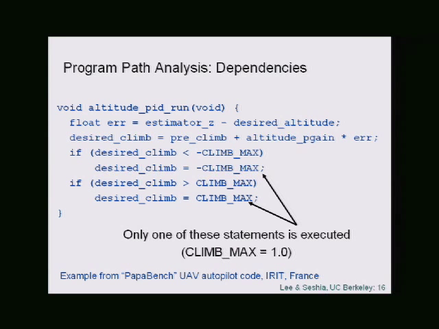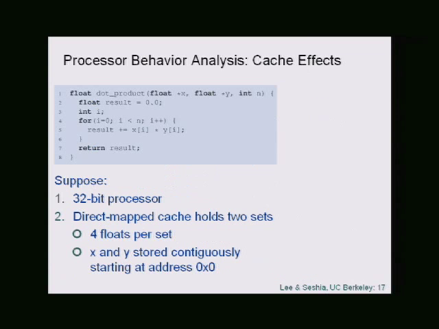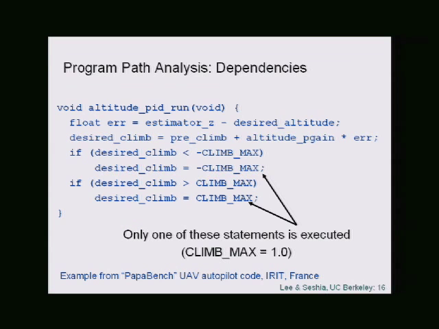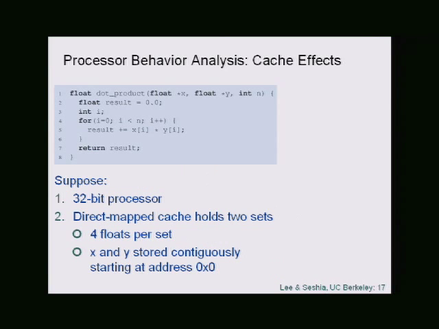The other thing you have to think about is not just the program path analysis, but also how characteristics of the platform can affect the execution time of your program. Here's a little example of that, dealing with cache effects, something that was pointed out earlier. Here's a program that computes the dot product of two vectors. You have an array x, which represents one vector, and an array y, which represents another vector, and n is the dimension of the space, the size of x and y. You have an iterator i that goes from 0 to n minus 1, and you simply take x[i] times y[i] and accumulate that.